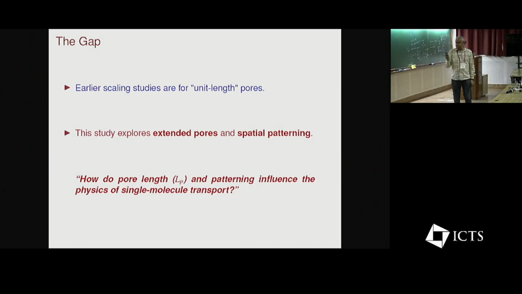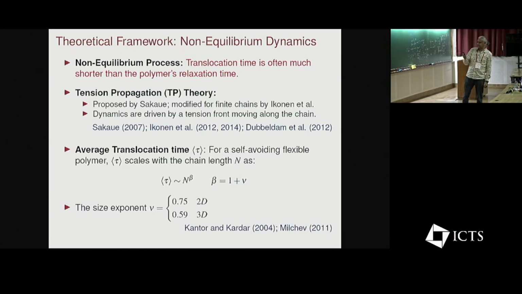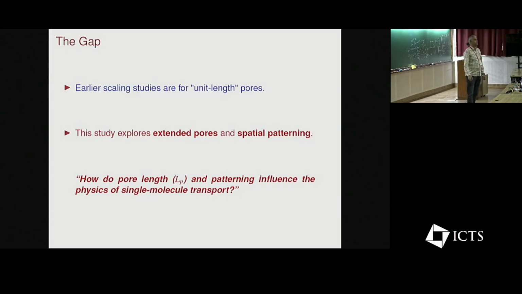All these scalings were done for a unit length pore, a polymer translocation through a membrane. But we have seen that real world pores are extended pores, and even inside these extended pores, there are pore polymer interactions which are different. So we try to ask how this scaling modifies when we have extended pores and spatial patterning. How do pore length and patterning influence the physics of single molecule transport?